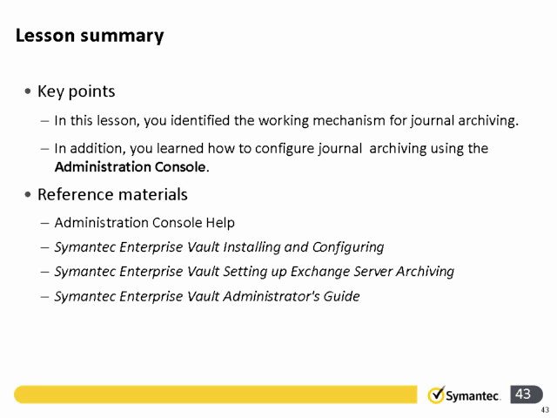In this lesson, we identified the working mechanism for the journal archiving and looked at the various different Exchange journaling options. We also learned how to configure the journal archiving using the Enterprise Vault Administration Console. Our reference materials include the Administration Console Help, the Installing and Configuring Guide, the Setting Up Exchange Server Archiving Guide, and the Administrator's Guide. And that brings us to the end of Lesson 10.